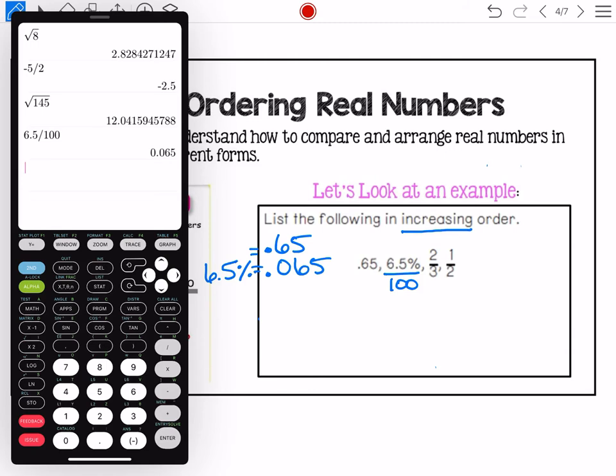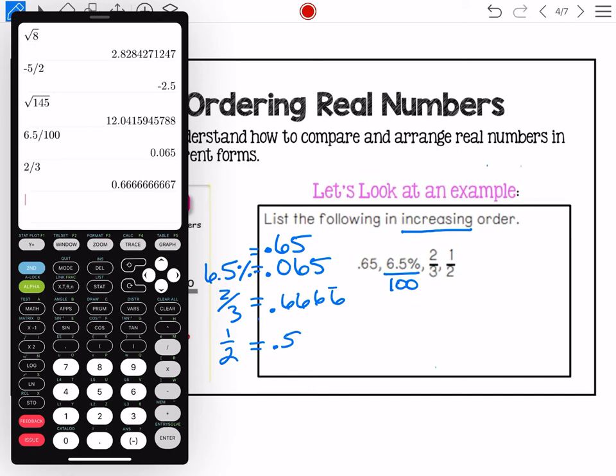2/3, again, come to your calculator. Fractions are just division problems. 2 divided by 3. And we get this repeating decimal, which is 6, and we're going to just keep repeating that 6. And 1/2, we know as a decimal should be pretty simple, 5/10, but if you need to, you can put it in your calculator. It would be 1 divided by 2. Now that all my numbers are in decimal form, I can easily see and compare them.